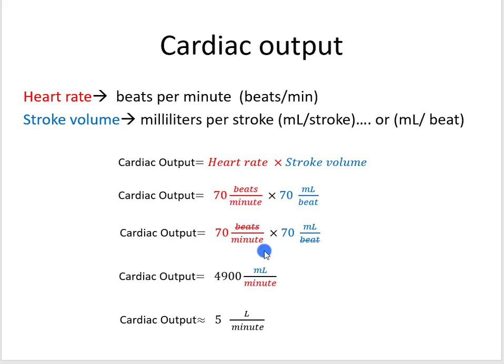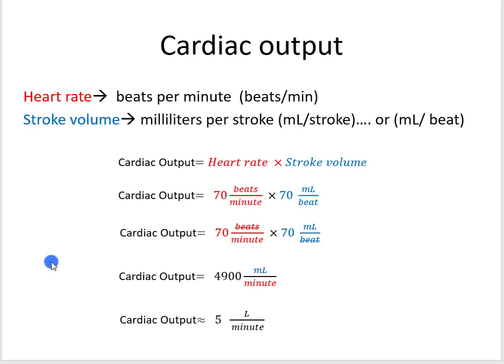If we multiply the two, the beats in the heart rate will cancel out with the beats in the denominator. If those cancel out and we look at the coefficient, 70 times 70 is 4,900. What we're left with is 4,900 milliliters per minute. So again, what is your cardiac output? It's about 4,900 milliliters per minute.